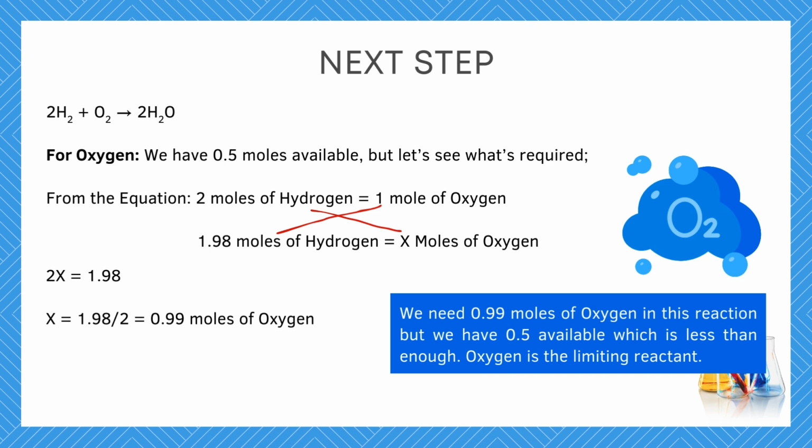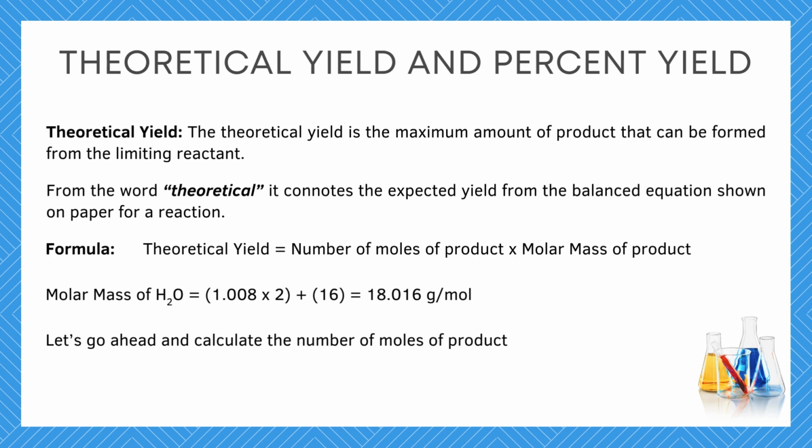What does this tell us? It tells us that we need 0.99 moles of oxygen, but we have only 0.5 available, which is less than what we need. So therefore, oxygen is the limiting reactant. We can conclude that oxygen is what will determine the amount of product that can be formed because it is the limiting reactant. I trust that you understood everything that I've said up until this point.